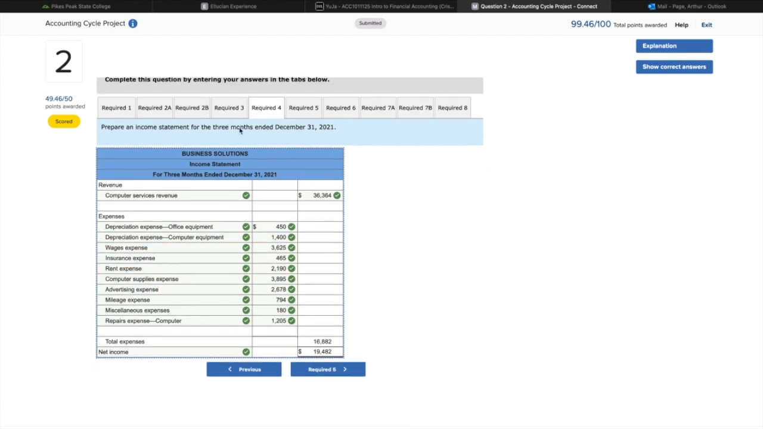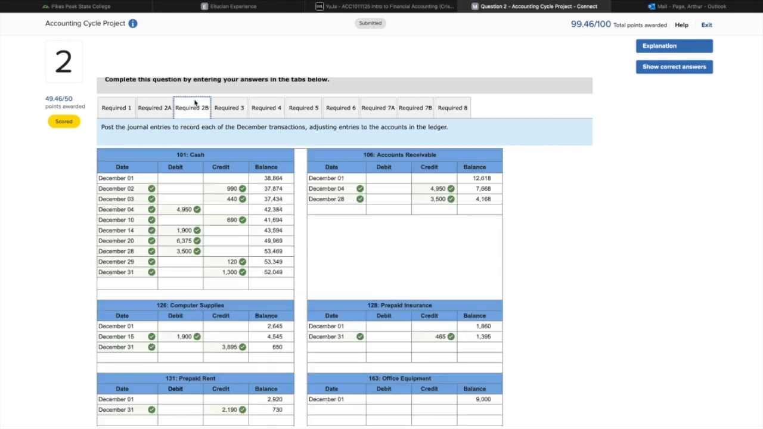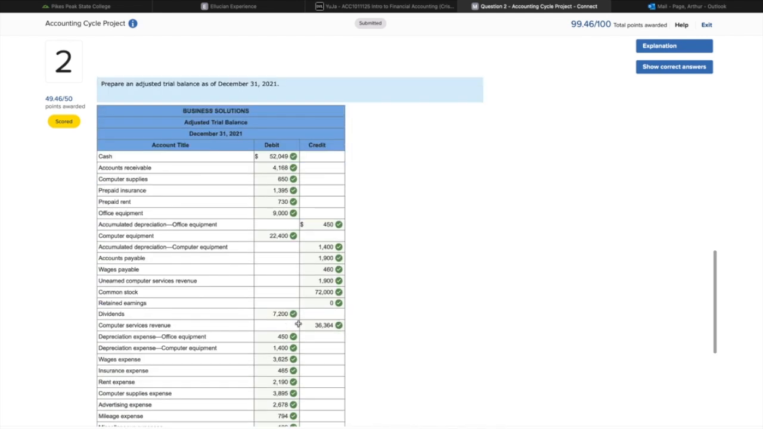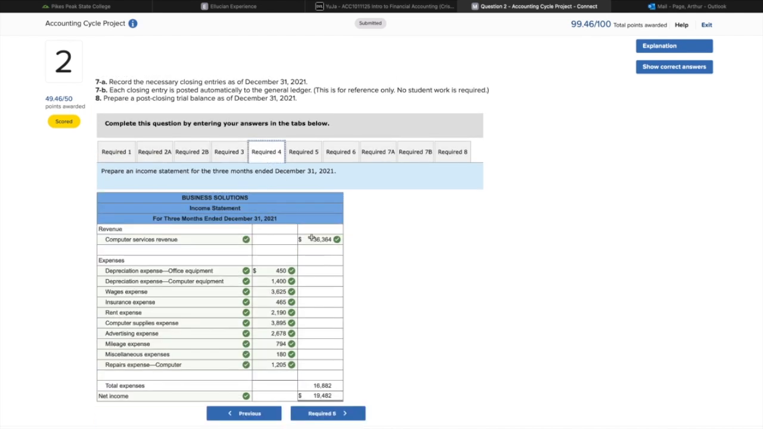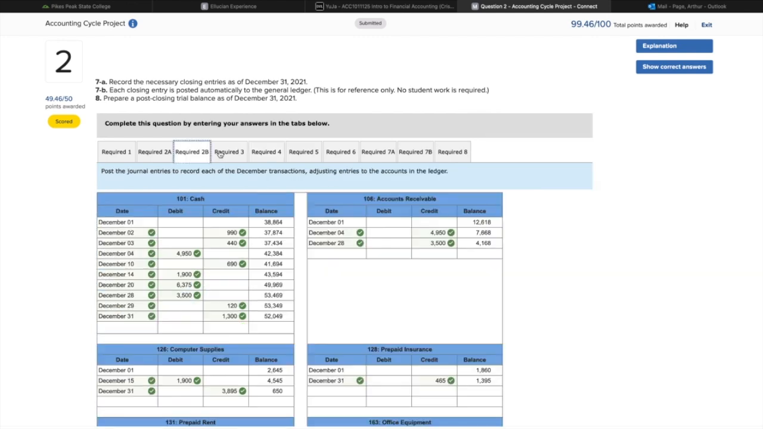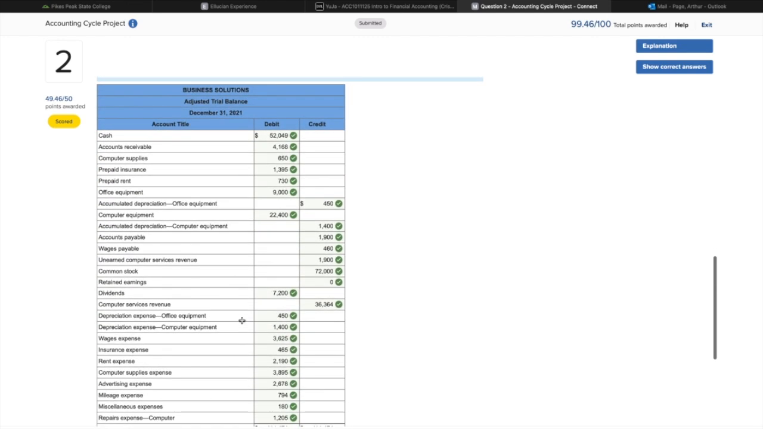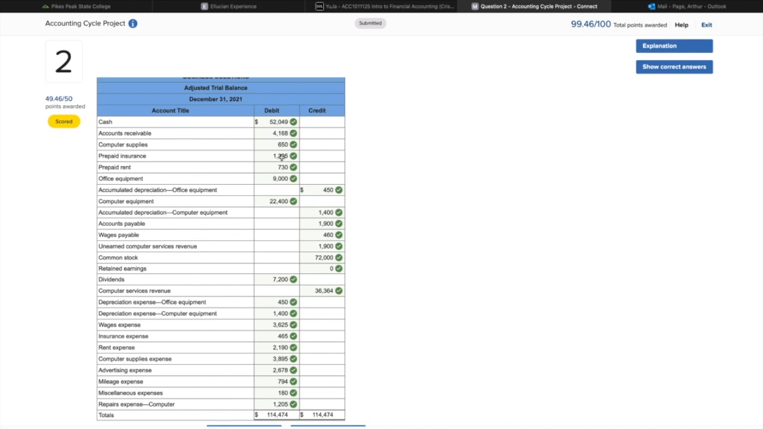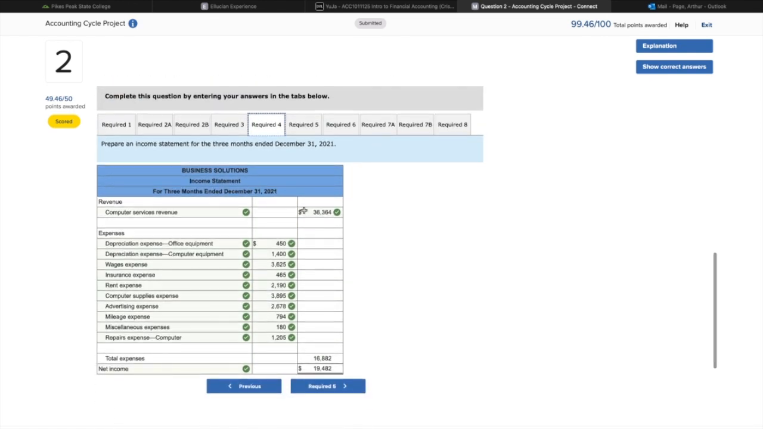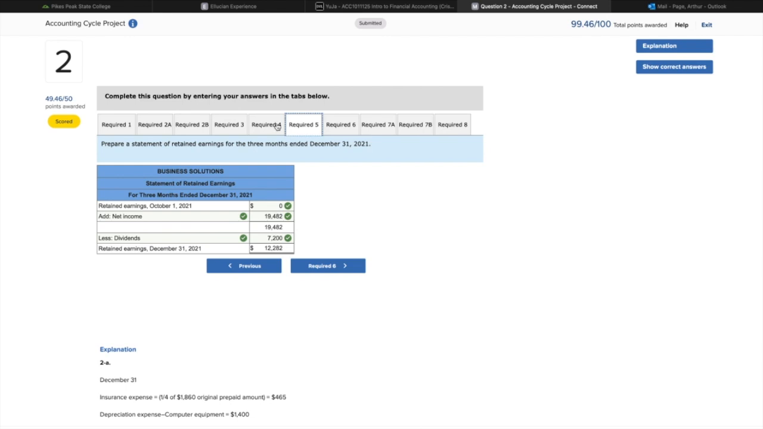And again, I just loaded them from the past statements. So our computer service revenue came from the trial balance sheet right there. Put that in. Same thing with all of our expenses. We just took all of those, plugged them in, subtracted our revenue by our total expenses, and that gave us our net income.